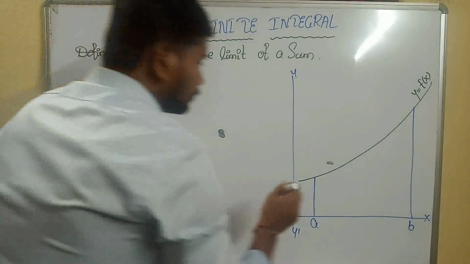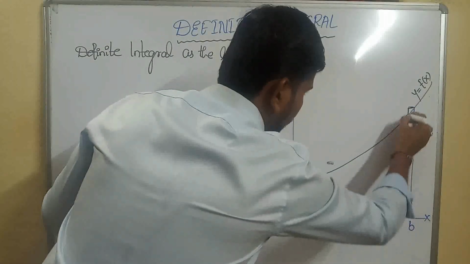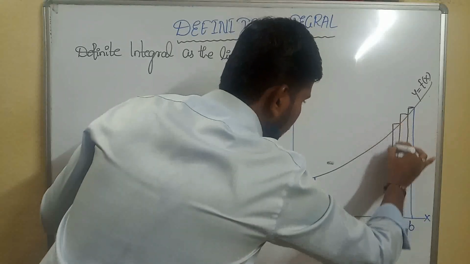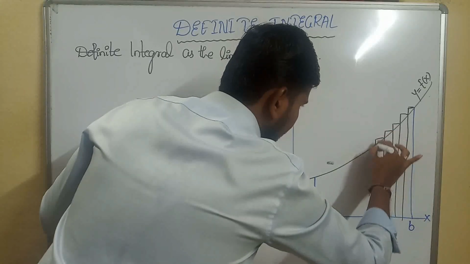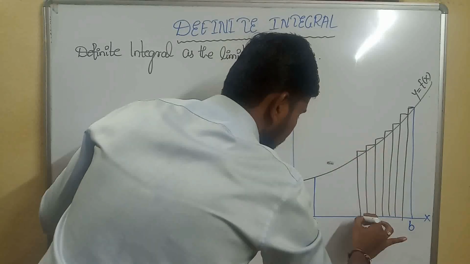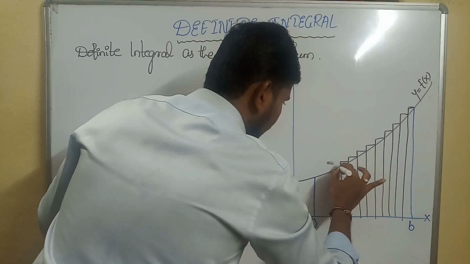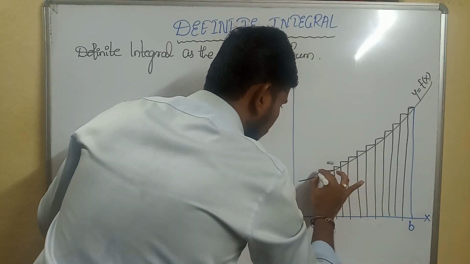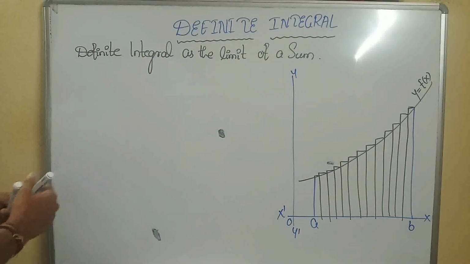Concentrate. I'd like to insert the rectangles here. I'm inserting the rectangles. How many rectangles? N rectangles are inserted. It is basically a process of finding the area of an irregular region. Getting my point clearly? Here there are n rectangles.